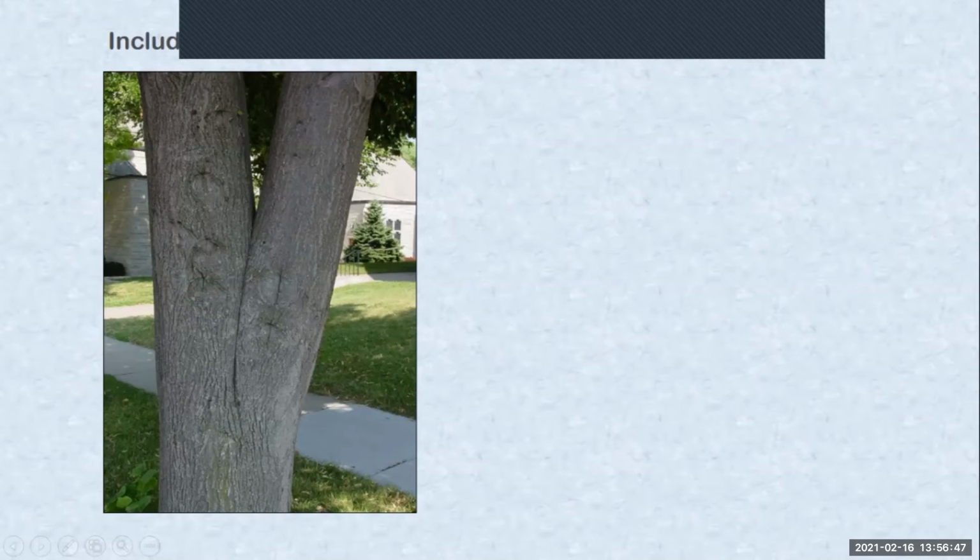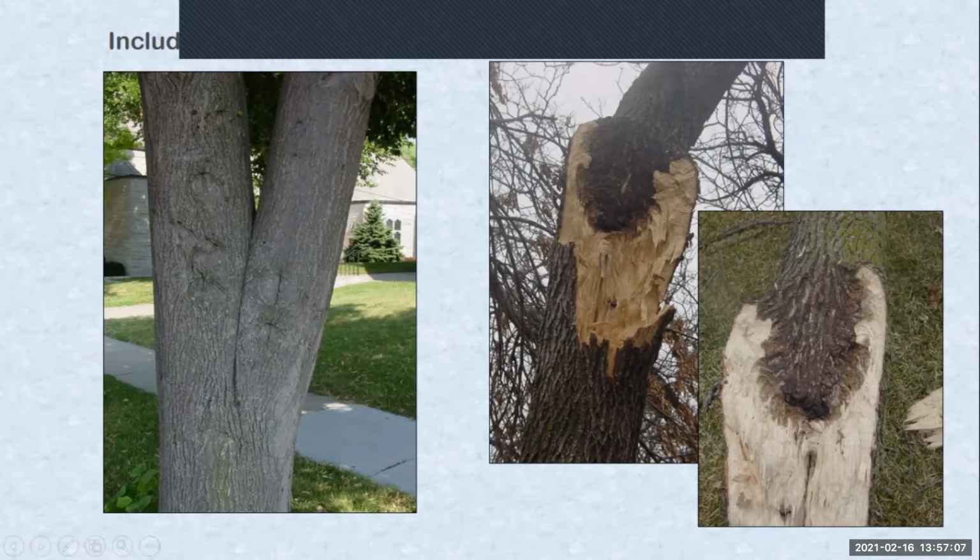You'll usually see a seam running down between the two stems when you have included bark. And because you have bark against bark, instead of a nice strong connection of wood, there's a likelihood that one of these stems could split out from the other. Here's a couple of pictures that show the included bark in a branch that failed. So this area right in here, and here's the tree, the branch that fell out. This area right in here is the included bark, the bark that was in between those two branches.